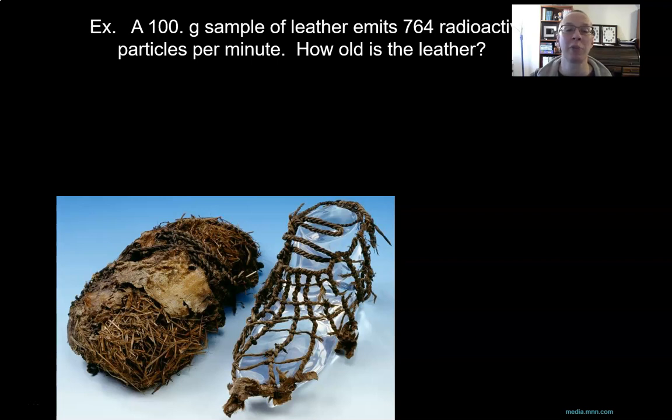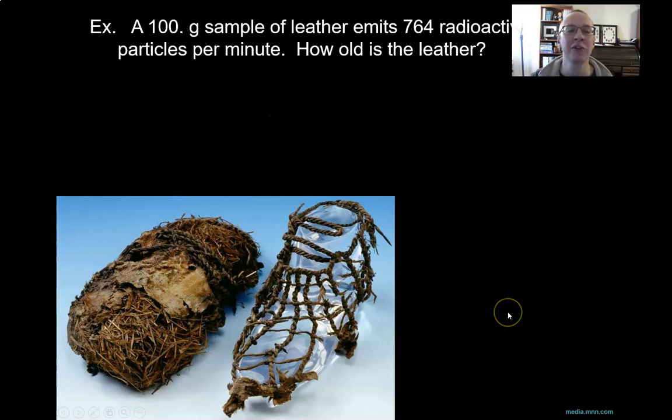So here we have a 100-gram sample of leather emitting 764 beta negative decays or radioactive particles per minute. How old is that material? Well, when we look at this number 764, I hope you right away realize we have a problem with that number. That is significantly more than the 15.3 decays per minute per gram that we start with. So that poses an issue, but if we look carefully, when we think about the units, decays per minute per gram, this 764 here is just decays per minute. We need to incorporate the gram in order to put it into our table.